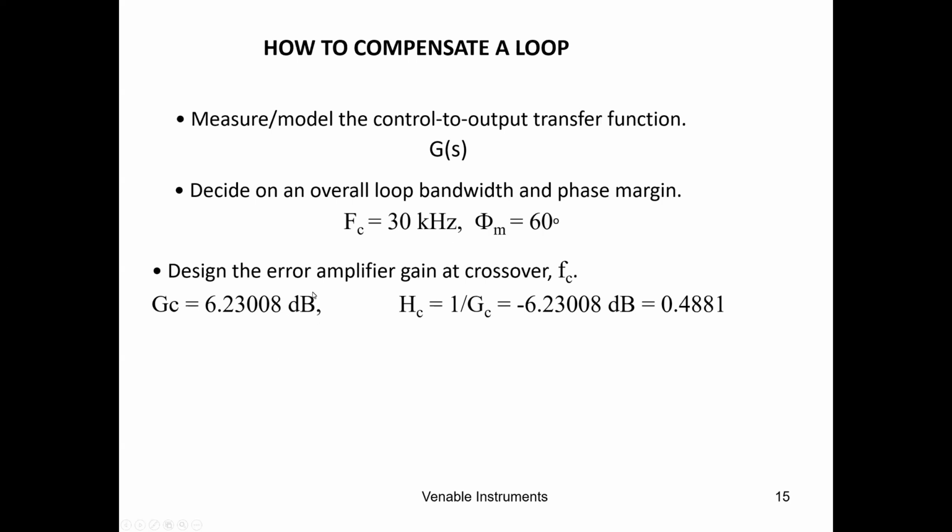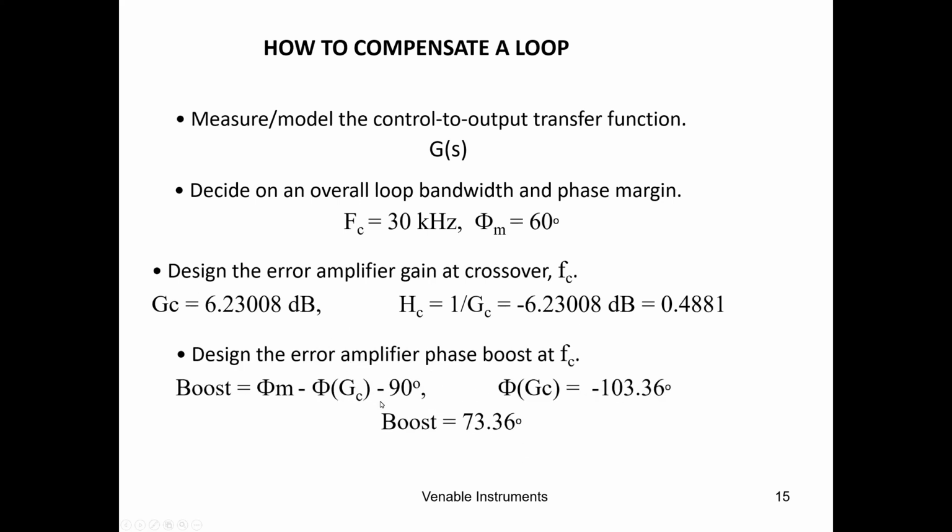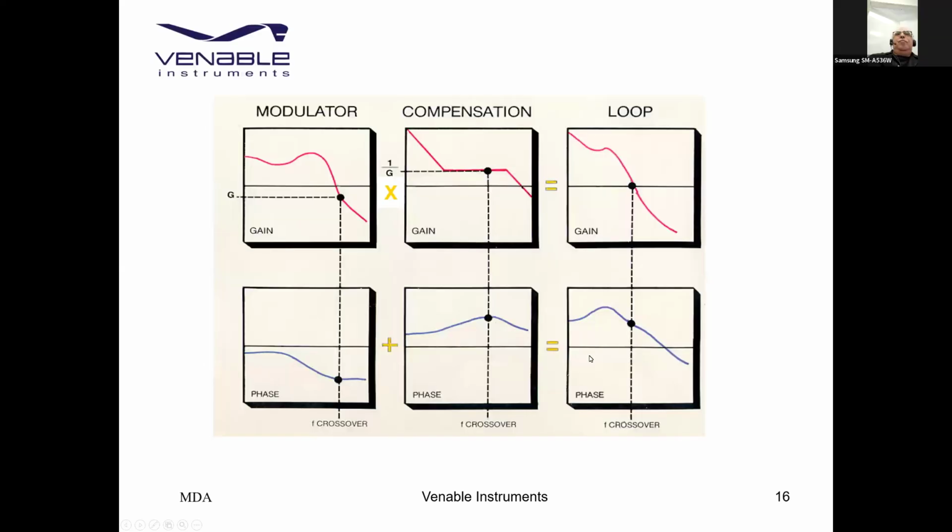Okay, this is the measurement of the gain. We are going to invert that measurement, or our software is, to get the gain we're looking for in our error amplifier at the crossover point. And the same thing here, we are going to figure out how much phase boost, or phase lead, we need at the crossover to achieve that phase margin. Graphically, this is what we're doing.